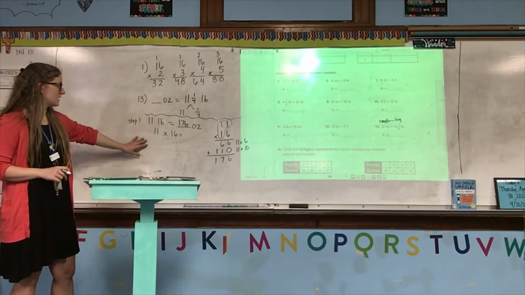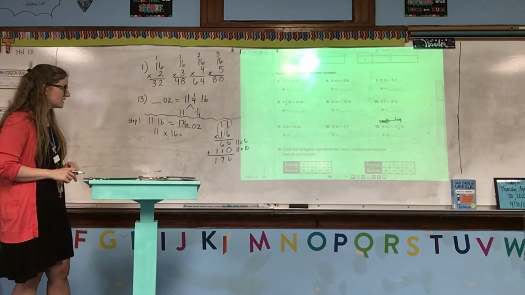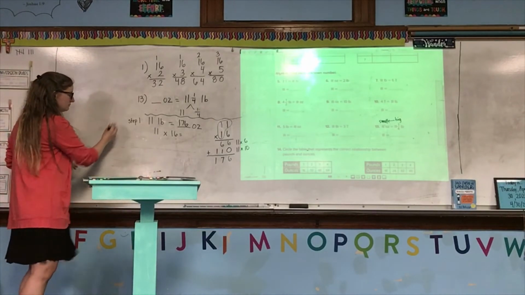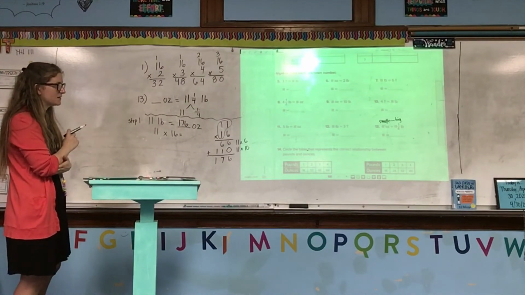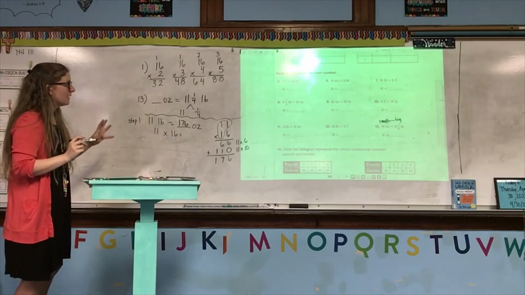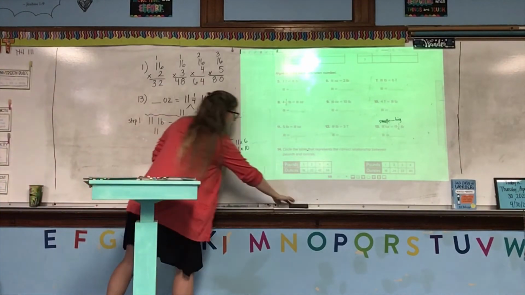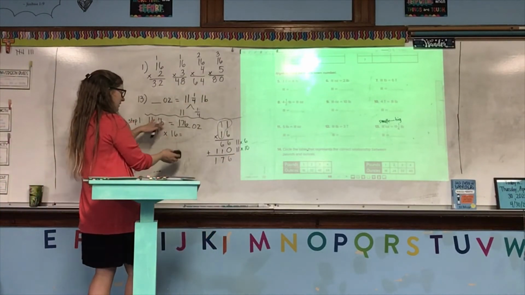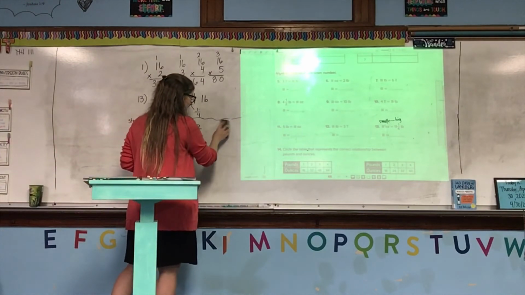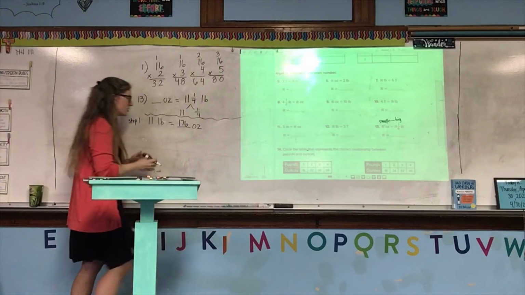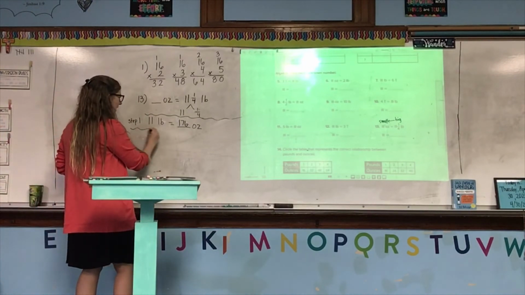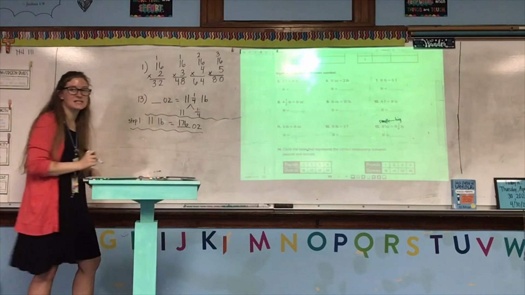Make sure you have step 1 written. I'm trying to figure out where I can put this because I don't really want to erase, but I'm going to have to. So I'm going to leave this, but I'm going to erase my work. You should have that on your separate sheet of paper. So now I know step 1, 11 pounds is equal to 176 ounces.